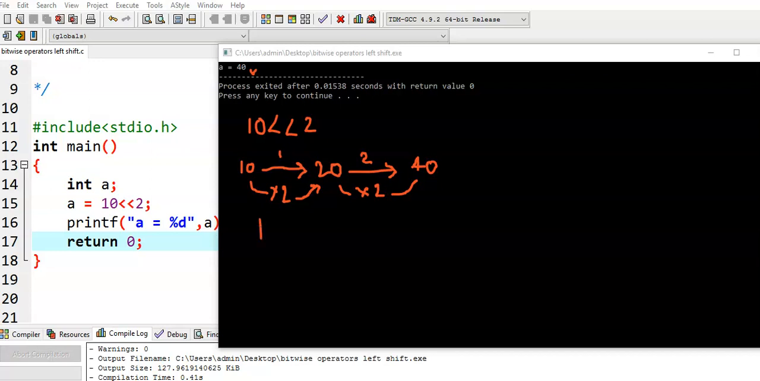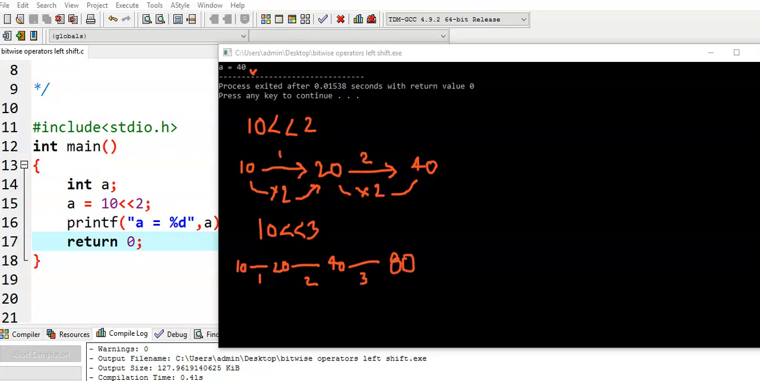Let us say I am writing like this: 10 left shift 3. What would be the value? 10 for one time shifting becomes 20. For the second time shifting, its value becomes 20 into 2, 40. For the third time shifting, 40 becomes 40 into 2, 80. So in this fashion, its value becomes doubled.